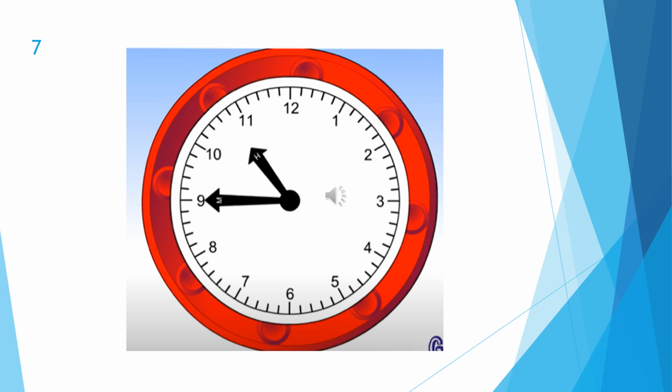Let's look at the time here. The minute hand is on the 9, which means there are 15 minutes before the next hour. The hour hand is almost on the 11, which means it is still 10 o'clock, not 11 o'clock yet. So, what time is it? It is 10:45 or quarter to 11.